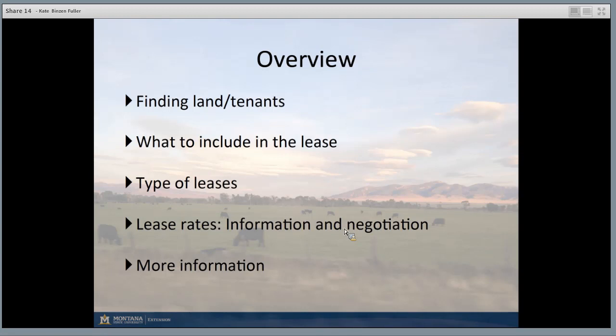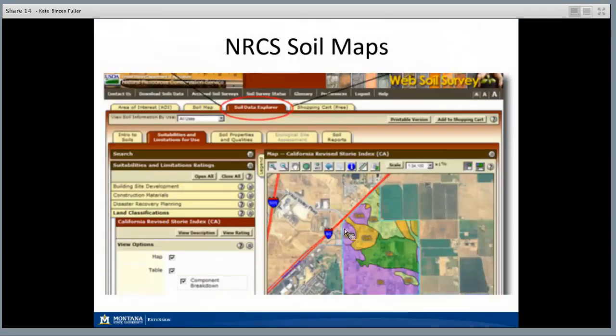All right, so next we're going to go through some places you can find more information. And a lot of these are going to be on our website that I just showed you. Some of these, or all of these, are external websites. So this is just one example. The NRCS puts together these soil maps, which can be really helpful in determining a stocking rate and subsequently what you might want to charge or pay for a particular tract of land.